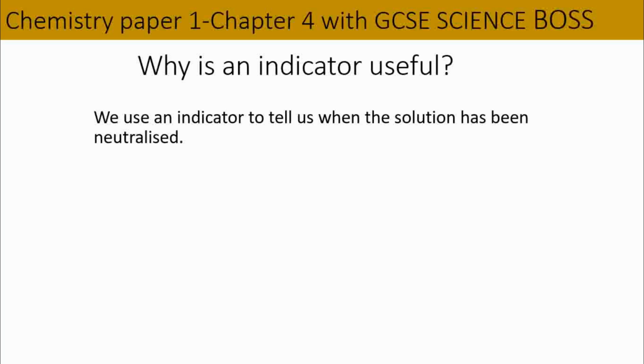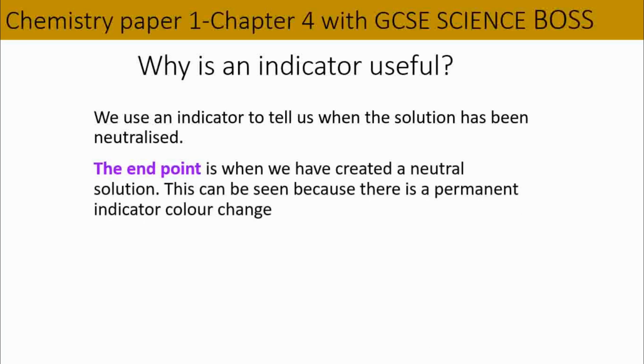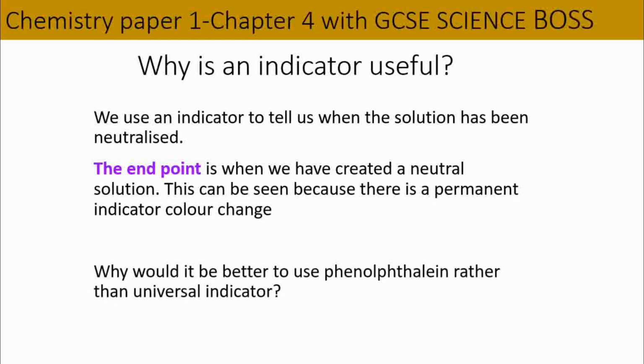Now in a titration you must use an indicator. The indicator is important because it tells you when the solution has been neutralized, because remember you're reacting an acid and alkali. This is called the endpoint, when we've created a neutral solution. It can be seen because there's a permanent color change of the indicator. We normally use indicators such as methyl orange or phenolphthalein. We don't use universal indicator because it would have a wide range of different colors.